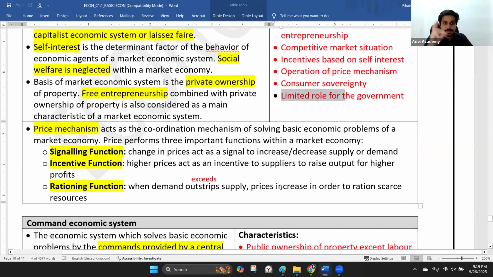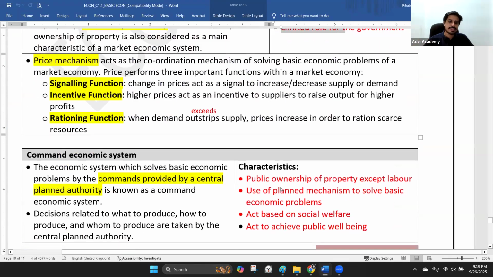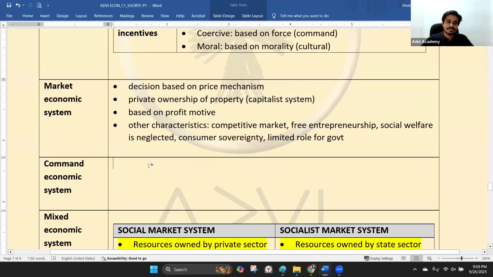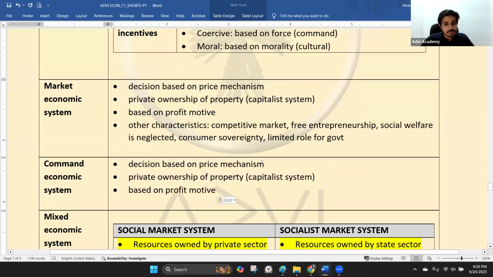Price mechanism, I will explain this last. We can come to that last. Command economic system, well, the main thing is the opposite of this. So command economic system, well, there is no such thing as price mechanism. I'll talk about what that is.